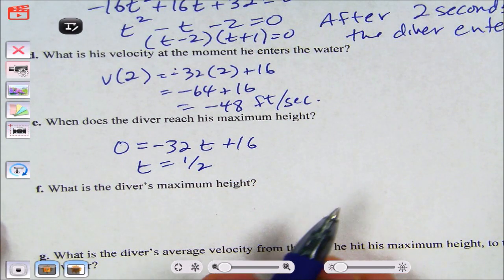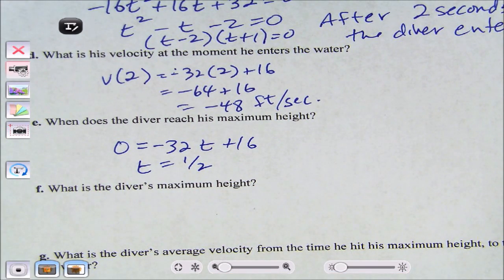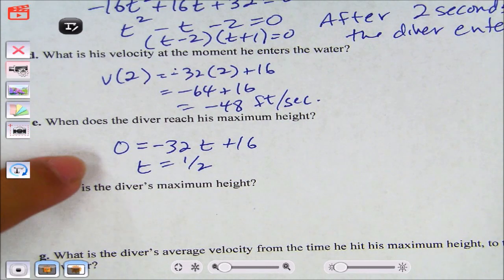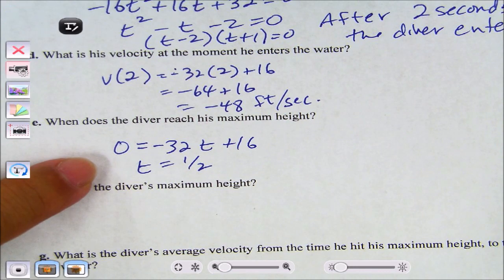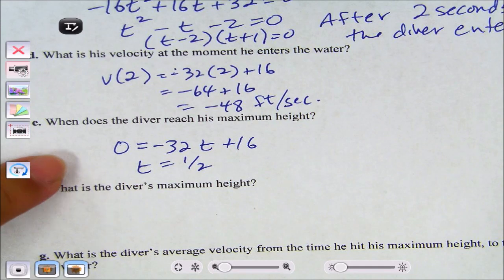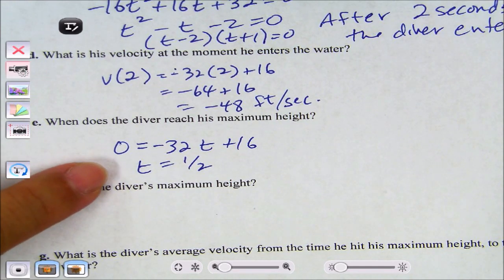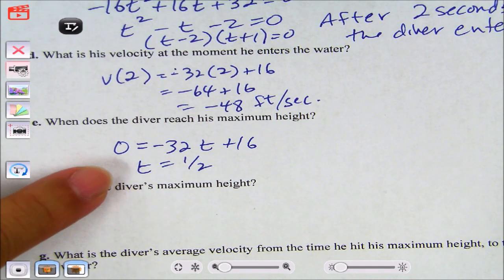What's the point of taking the derivative of these questions? Well, I just answered that question using the derivative. How does the derivative affect how high you go? It doesn't. It tells you what your velocity is during that flight. So is it 1/2 seconds? 1/2 seconds, yeah. So when does the diver reach his maximum height? Time equals 1/2 second.